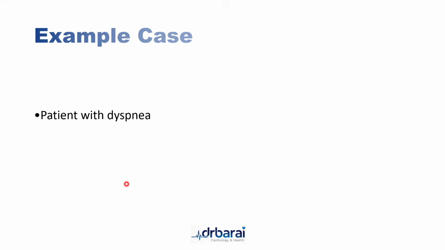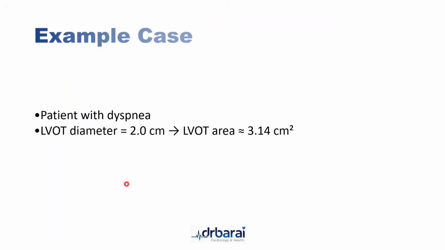Let me give you one example. This patient came with shortness of breath and we measured the left ventricular outflow tract diameter in the parasternal long axis view. It's 2 centimeter. So the radius is 2 divided by 2, that is 1 centimeter. Pi multiplied by r squared, which is 3.14 square centimeter. That's the area of the cylinder. All we need to do now is get the LVOT VTI. In this patient, we did 3 measurements and found that the average is 20 centimeter.